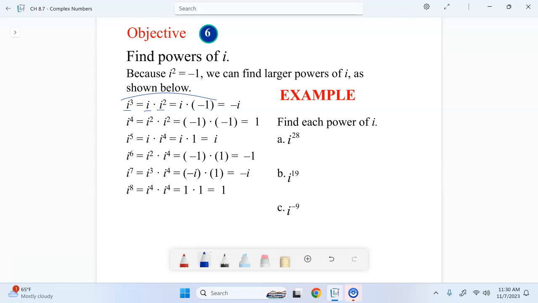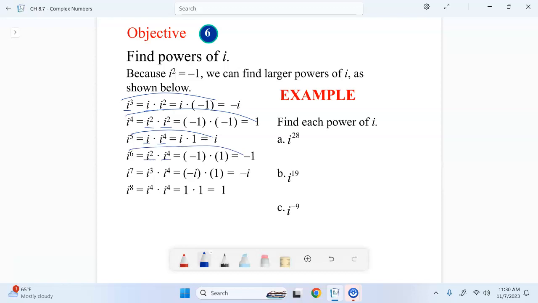Same logic with i to the fourth, but instead of i and i squared, it's i squared and i squared, which means I'd have negative 1 times negative 1, which gives me a positive 1. And then when I get i to the fifth, I have i and i to the fourth. Well, i to the fourth is just 1, so when I multiply it by i, I'm left with i. And then i to the sixth is i squared and i to the fourth. 1 times i squared is negative 1.